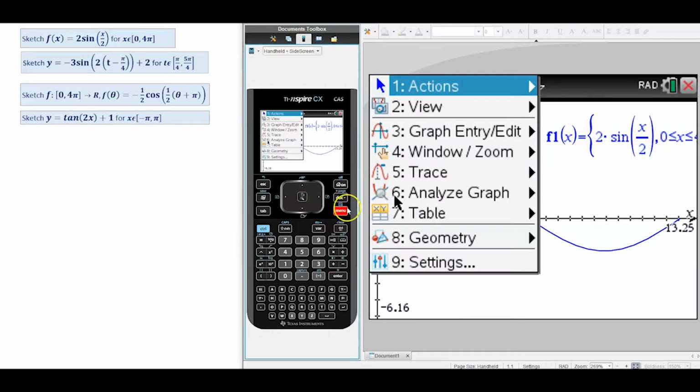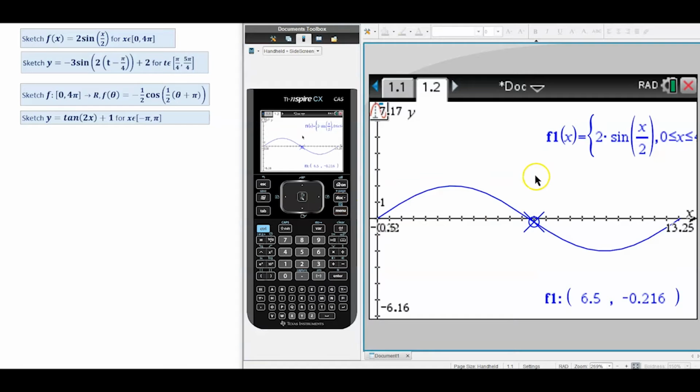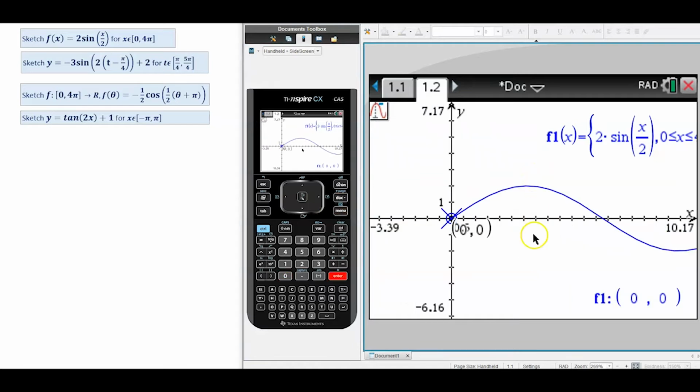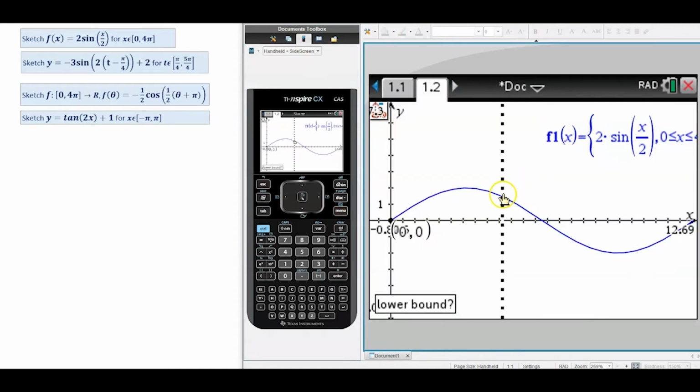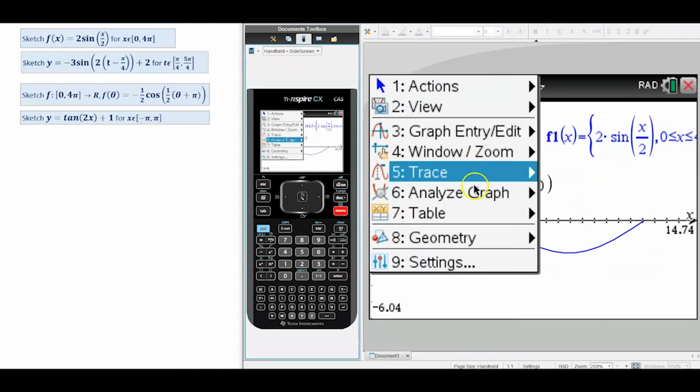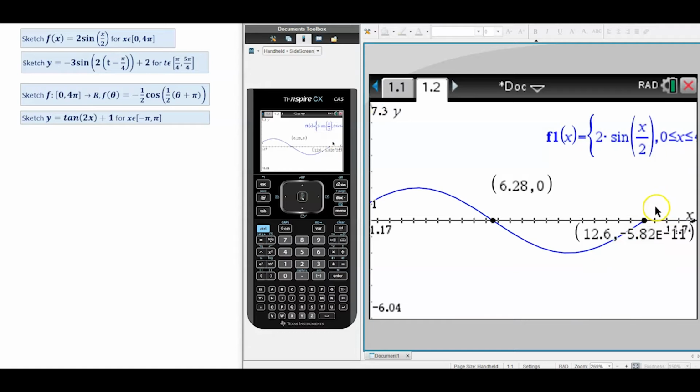So to find some information here, we can use menu, trace. 0 will give us our y-intercept. We can kind of see that that's 0, 0. If I wanted to find these x-intercepts, it's menu, analyze, 0. Menu, analyze, 0.